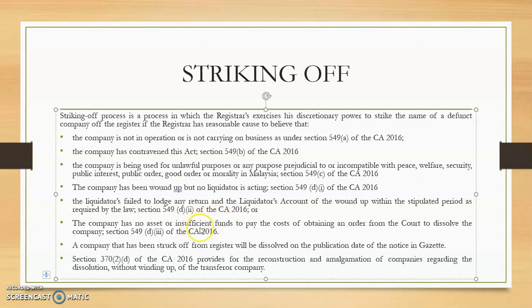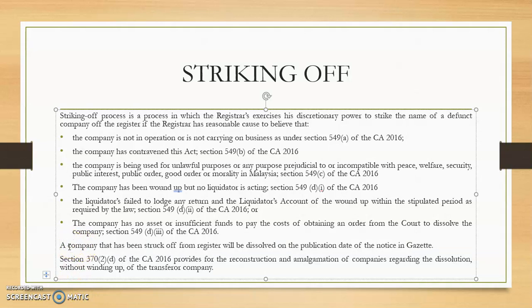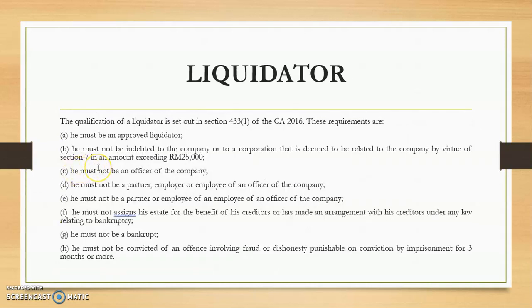Okay, and then under section 370 subsection 2 paragraph D, it provides for the reconstruction and amalgamation of companies regarding dissolution without winding up of the transferor's company. Okay, that is all about striking off, the discretionary power of the registrar to strike the name off the register.